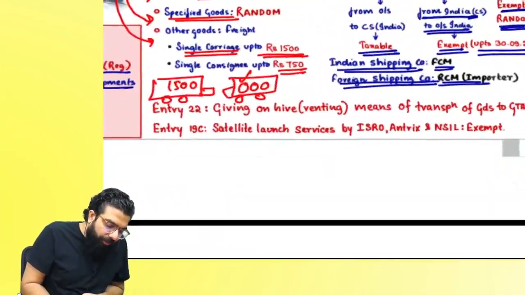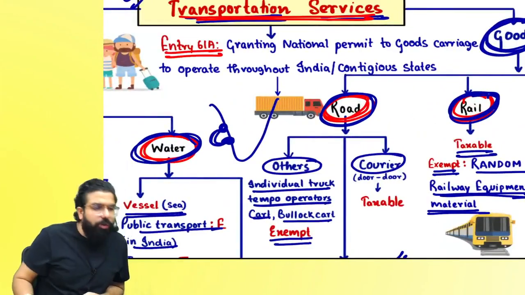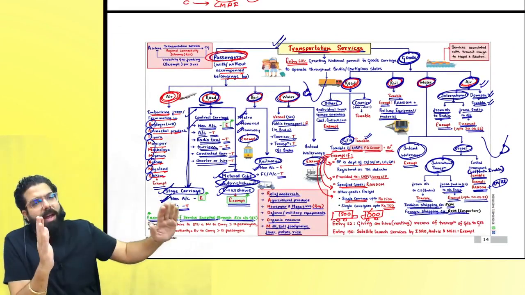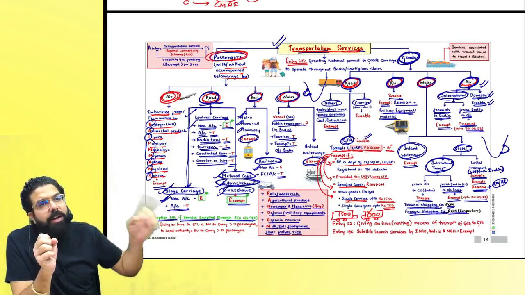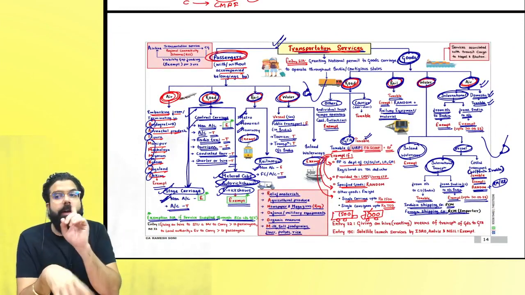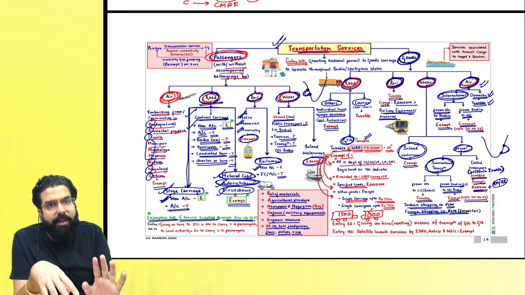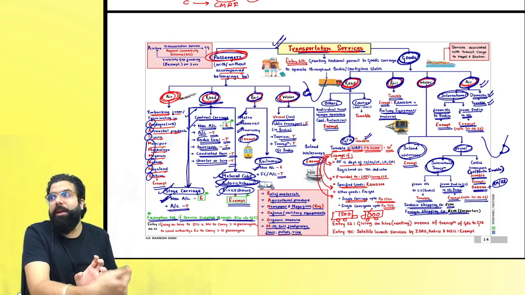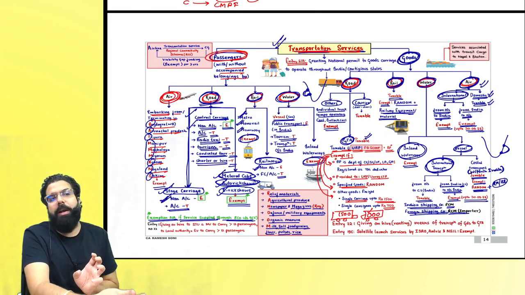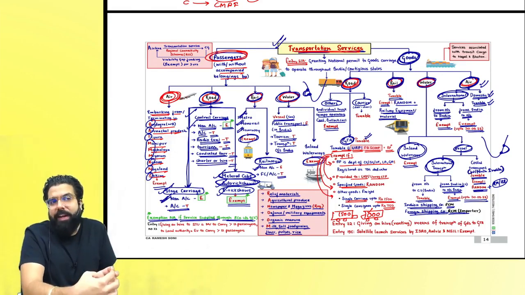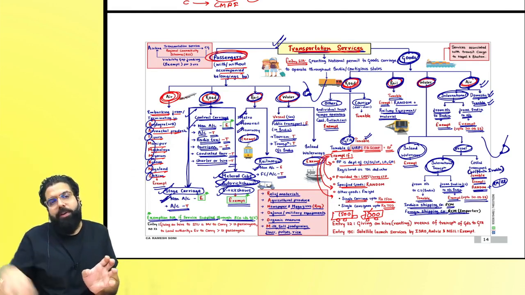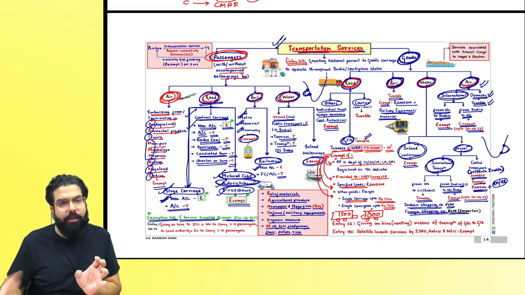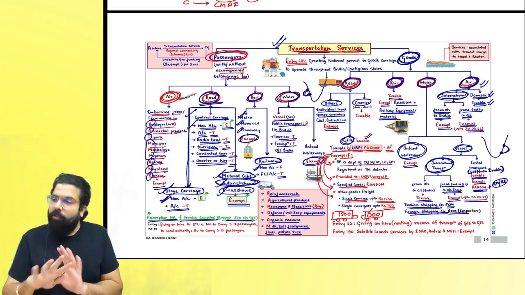Entry number 61 is also there. Goods transportation, I am done, everyone. Goods transportation by air, I told you: always remember, domestic is taxable, international is exempted. Then water transportation, inland waterways, exempted. Then if you are using sea, in case of sea, coastal transportation is taxable. Random items, railway equipment and material, exempted. Sir, if it is sea transportation, which is international transportation from outside India into India, it is taxable under reverse charge; Indian shipping company, forward charge. From India to outside India is always exempted.